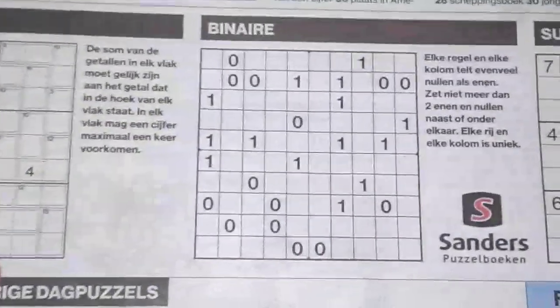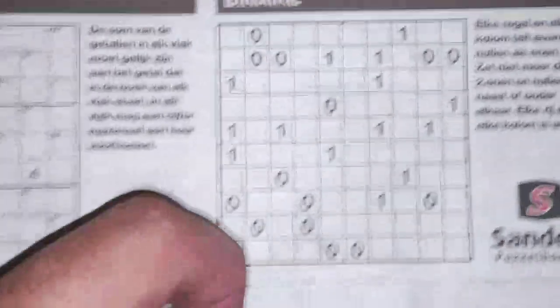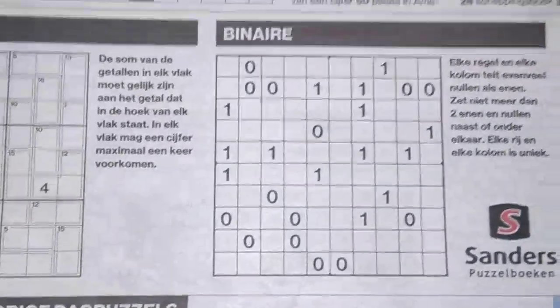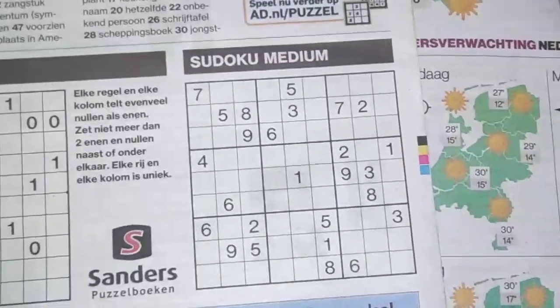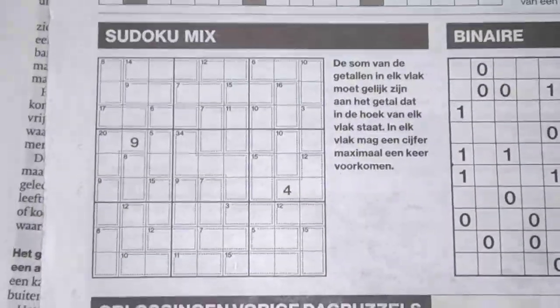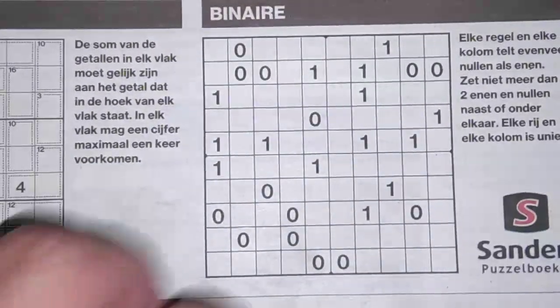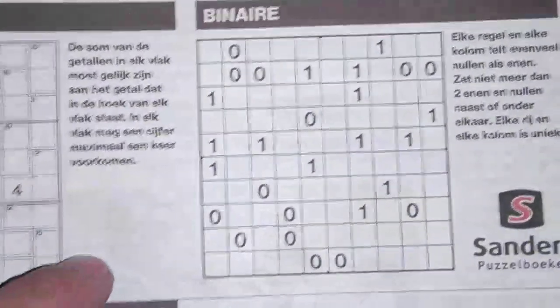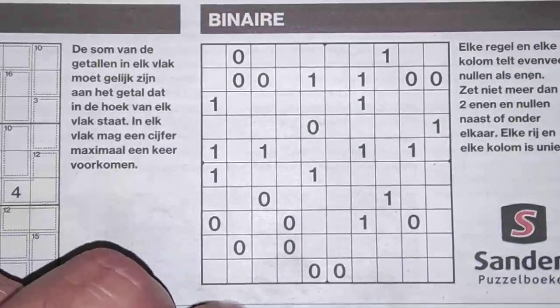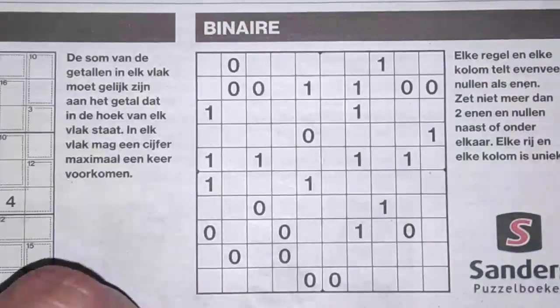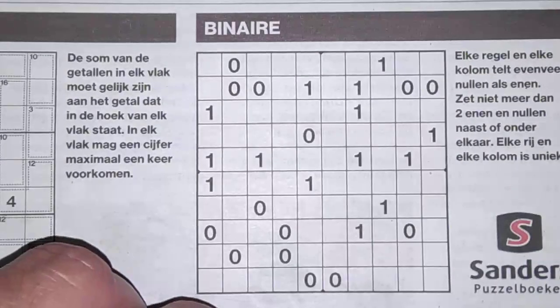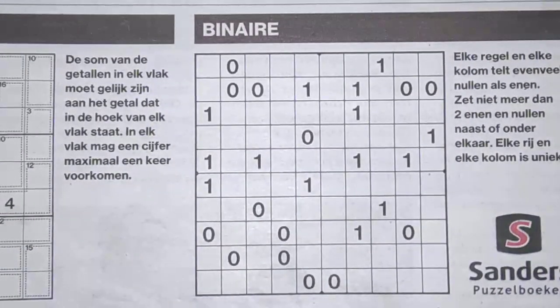We have here three regular Sudokus, a binary Sudoku, a medium Sudoku, and a killer Sudoku. There is also in this newspaper an additional one with extra Sudokus. I believe there are 5 extra Sudokus. But first, I want to solve the regular Sudokus. And the first one is a binary Sudoku.